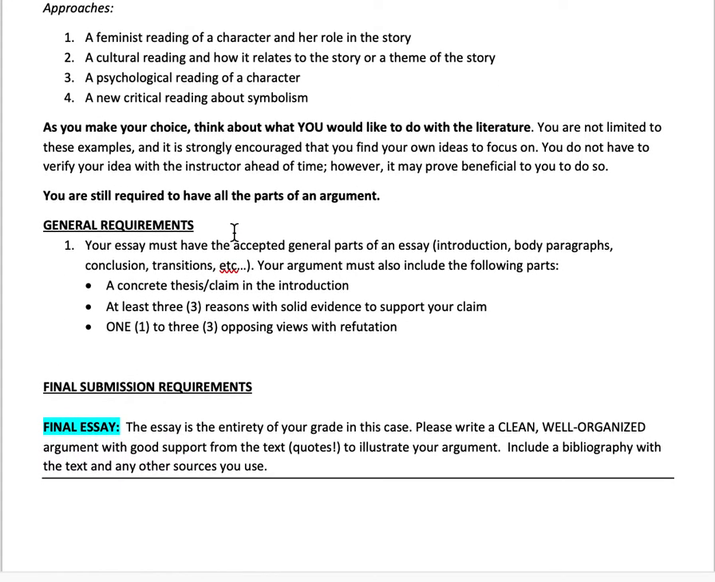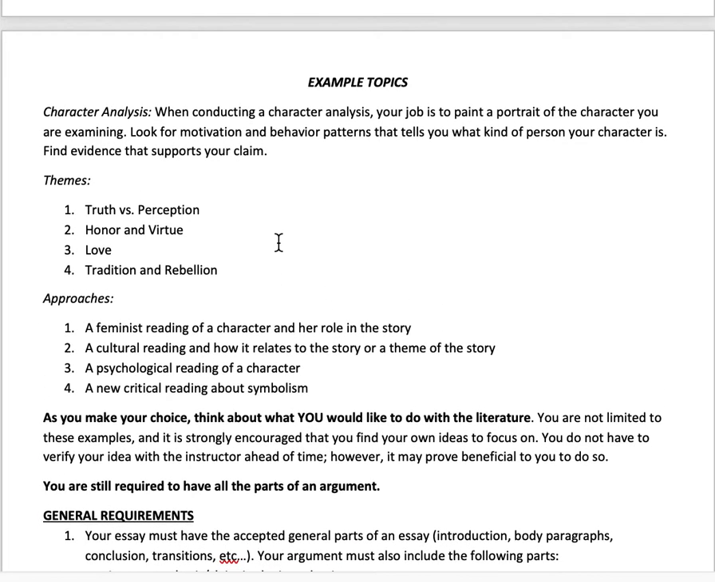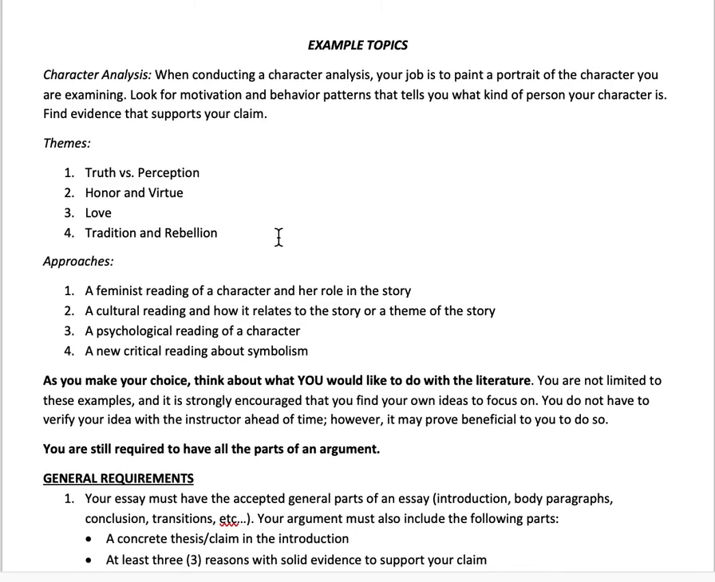So as you make your choice, think about what you want to say about this piece of literature. You're not limited to these examples, and I do highly encourage you to find your own examples, your own ideas to focus on. You don't have to have this approved, but you are more than welcome to send me an email if you want to run an idea by me.